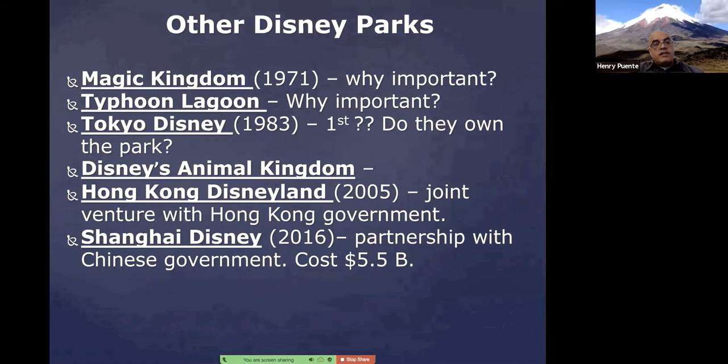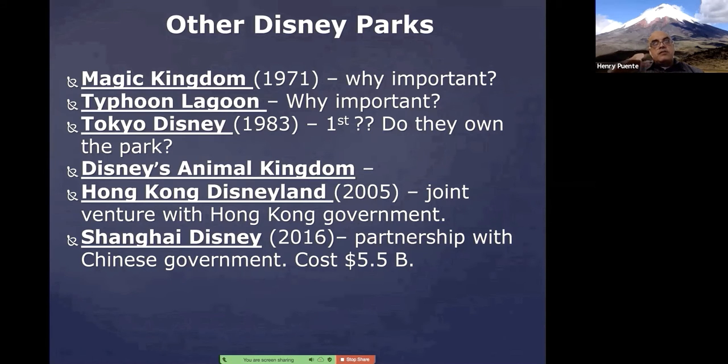Located at the Magic Kingdom, we have the Typhoon Lagoon. Typhoon Lagoon is the most visited water park in the United States. It's not the most visited water park in the world. That's Chimelong Water Park in China. So Chimelong Water Park is the most visited water park in the world. The most visited water park in the United States is Typhoon Lagoon.